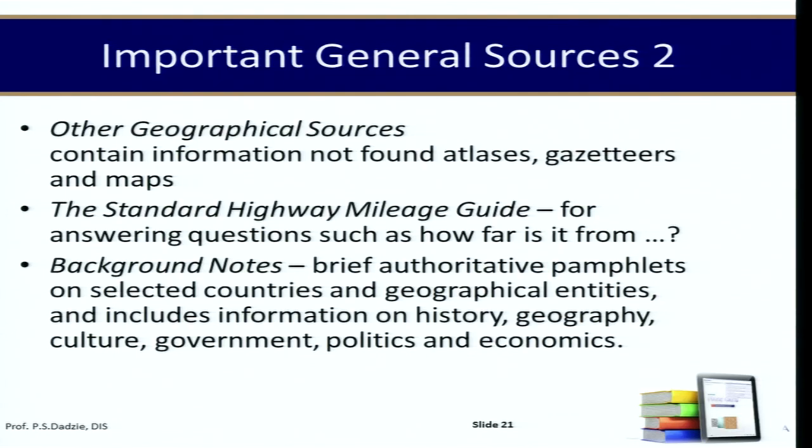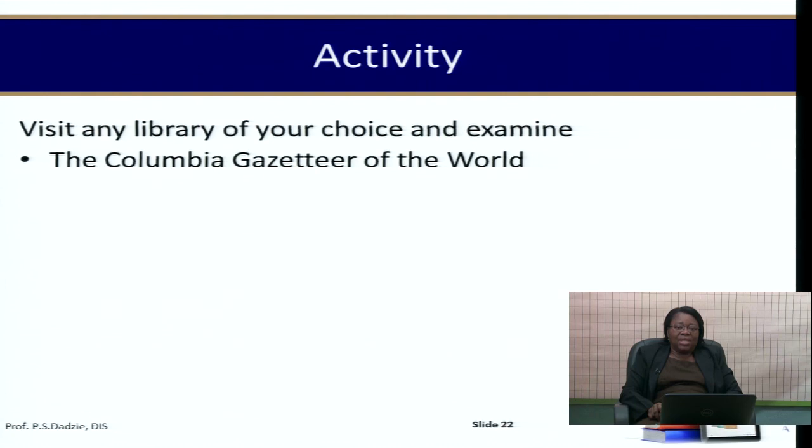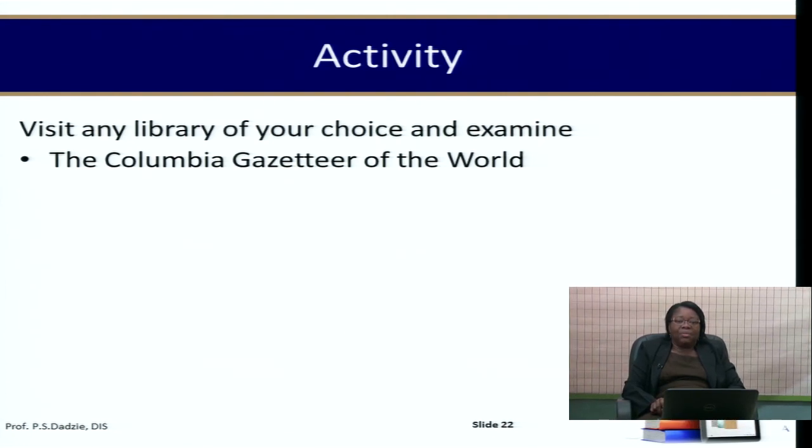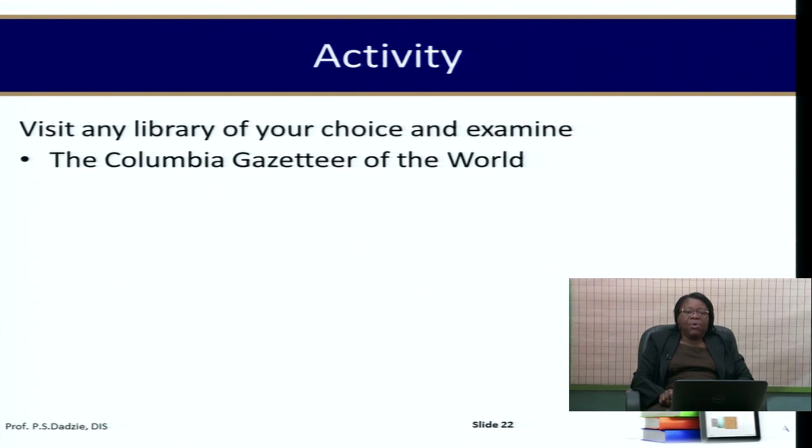Now, an important general source which you will have to look at is the Columbia Gazetteer of the World. So please visit any library of your choice and look at that particular resource. It's a geographical resource, and follow the steps outlined in the study guide to be able to examine this particular resource.